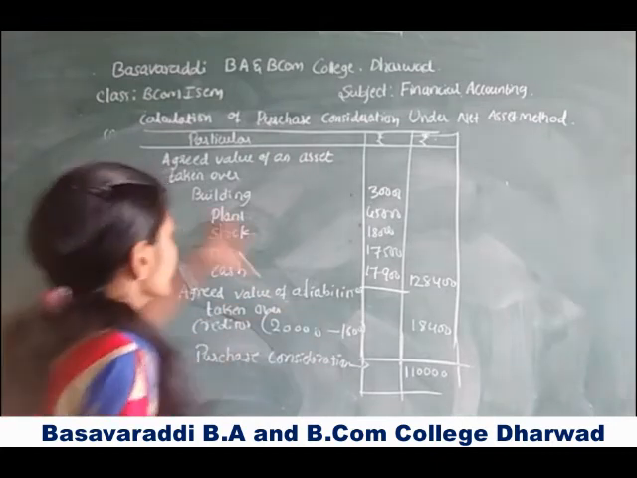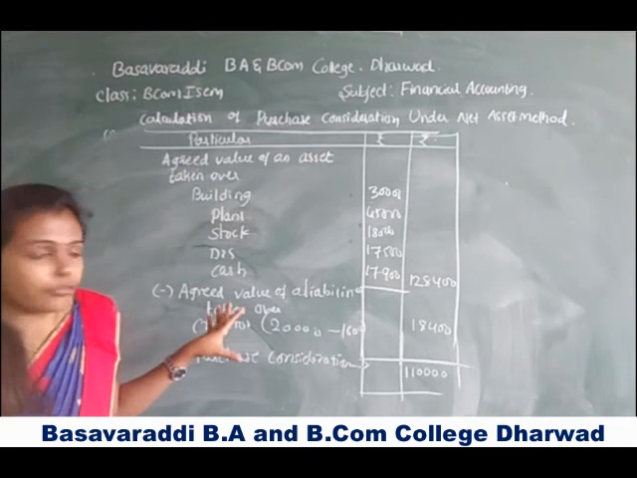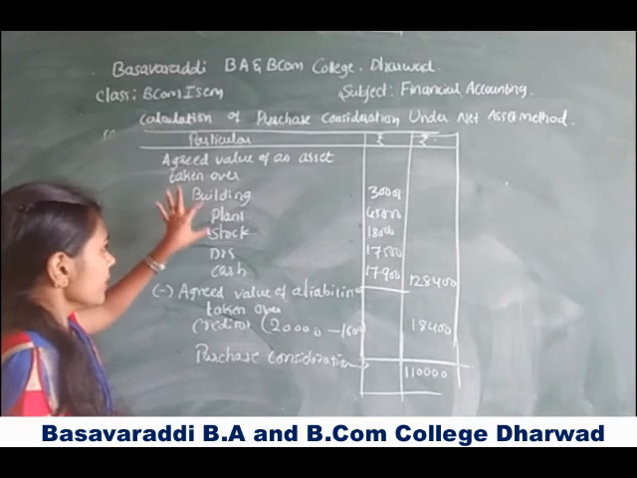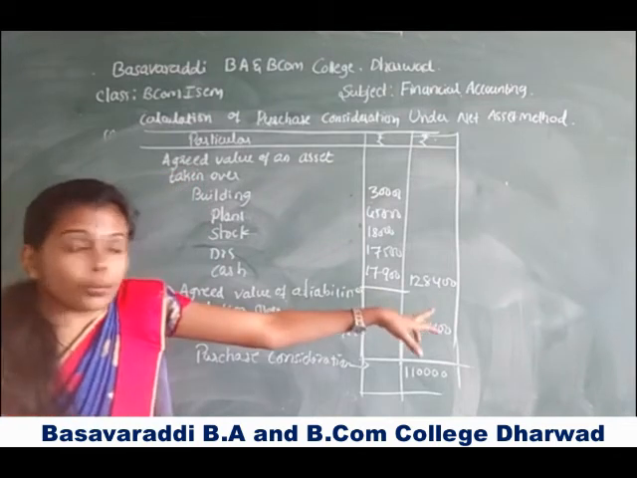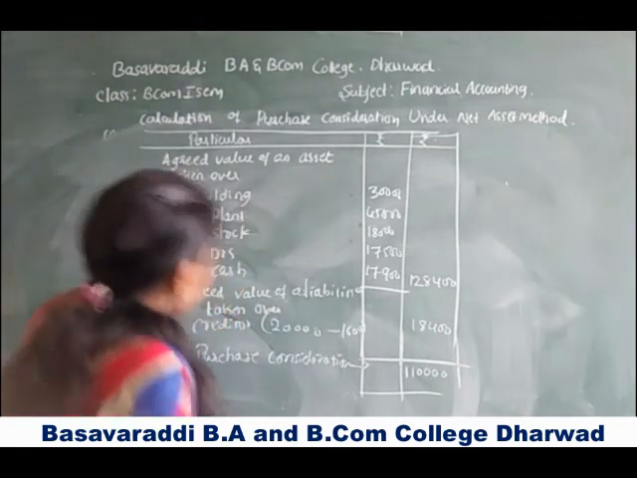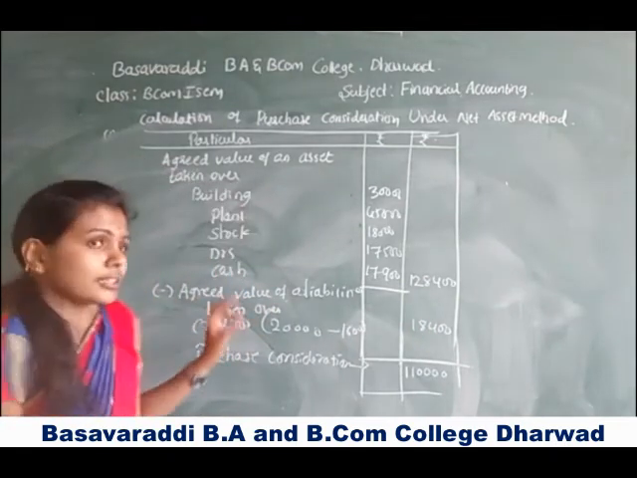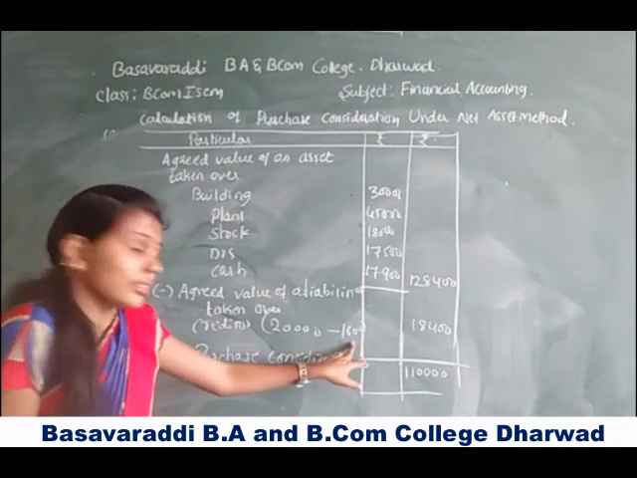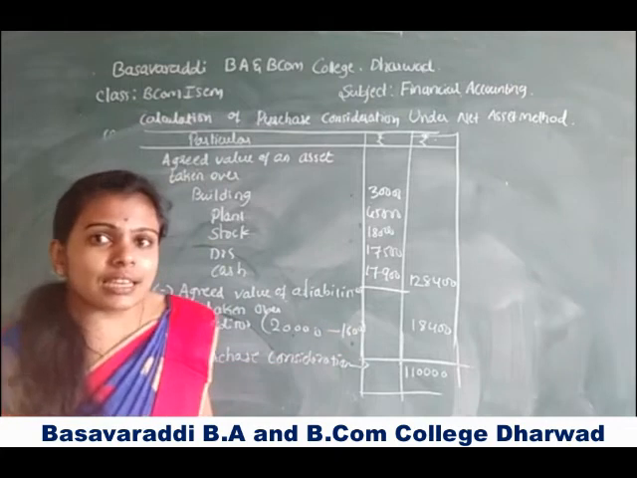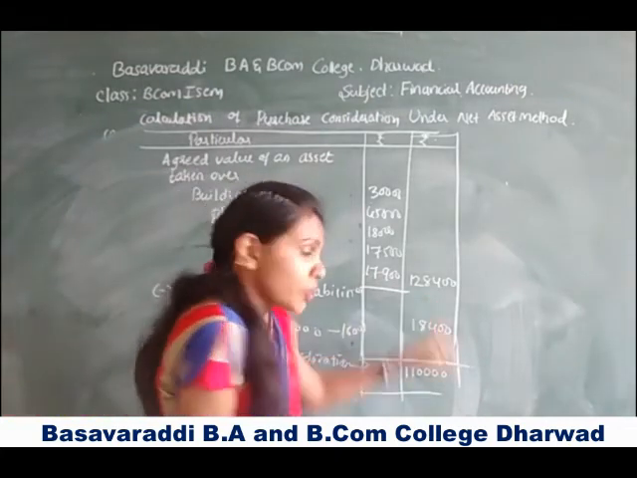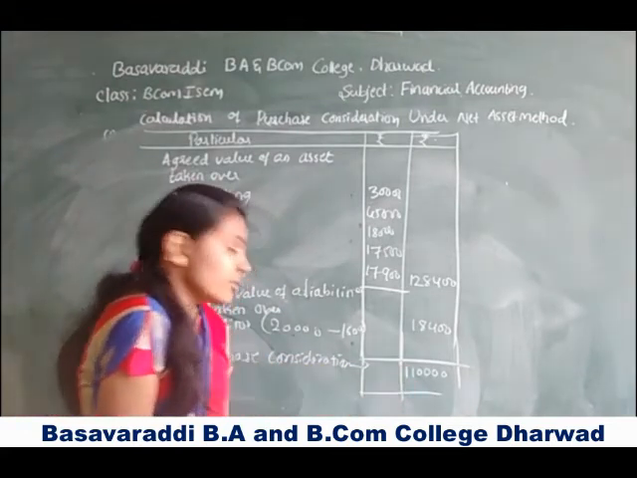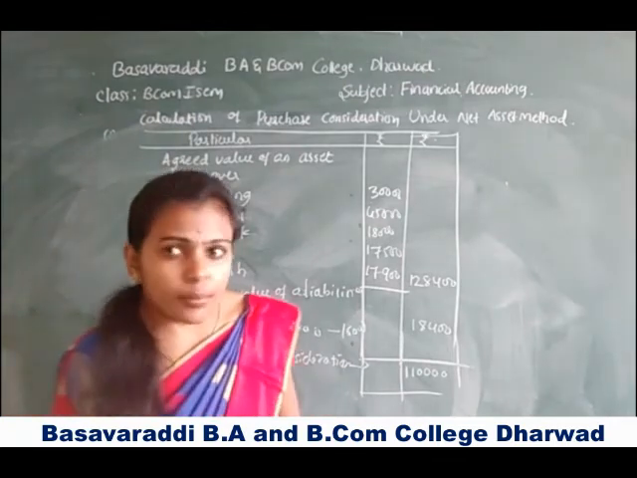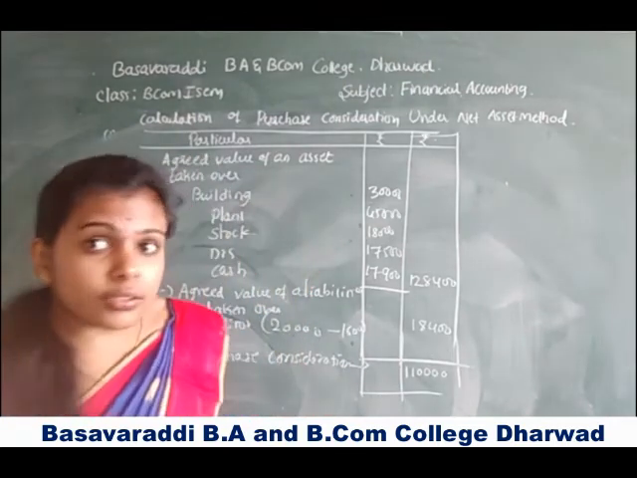Building, plant, stock, debtors, cash total is 1,28,400 plus agreed value of liabilities taken over. Creditors 20,000 minus 1,600 which was not likely to be claimed. 20,000 minus 1,600 is equal to 18,400. 1,28,400 minus 18,400 is equal to how much? 1,10,000 is the purchase consideration amount.